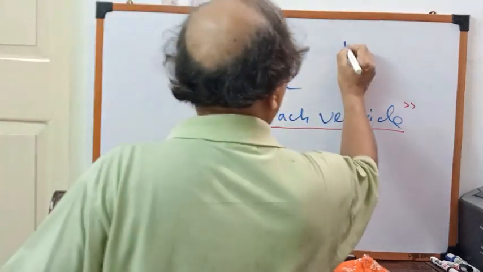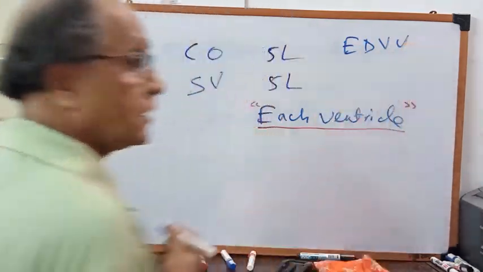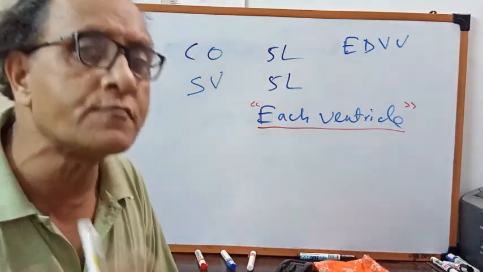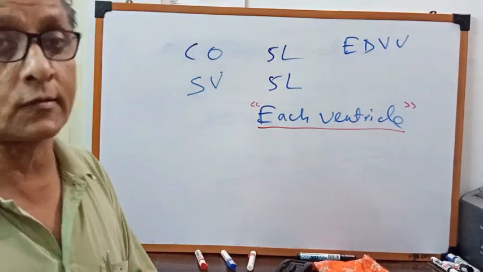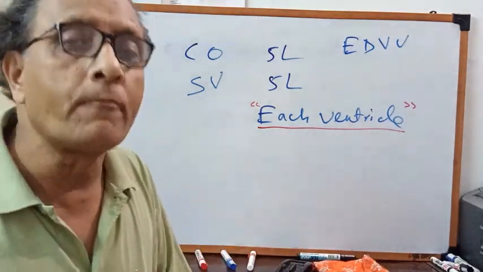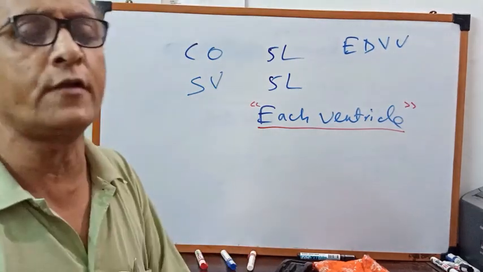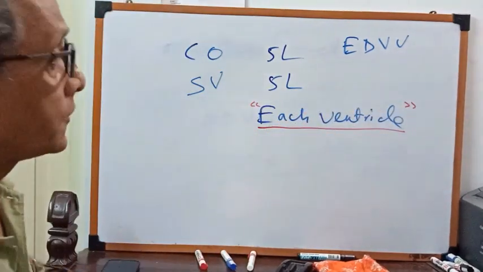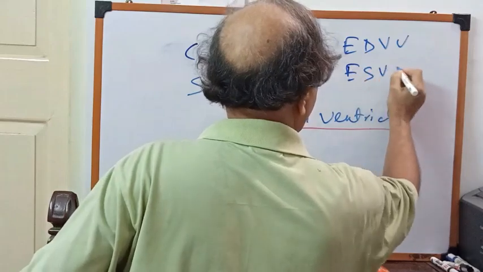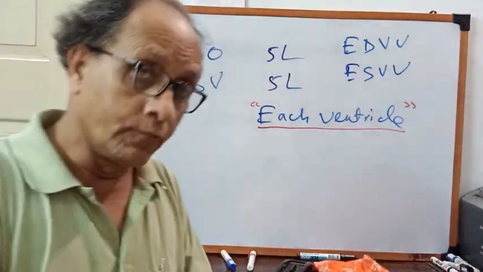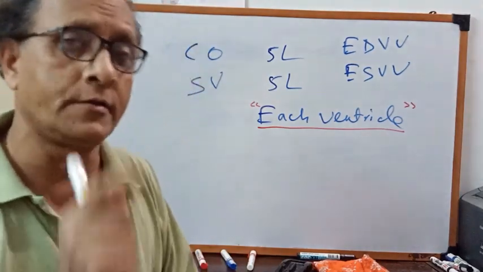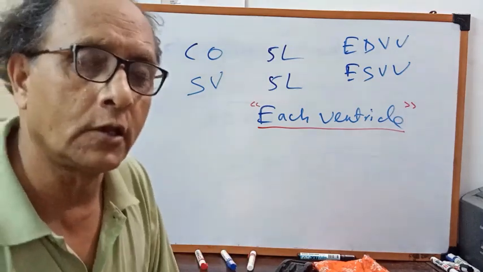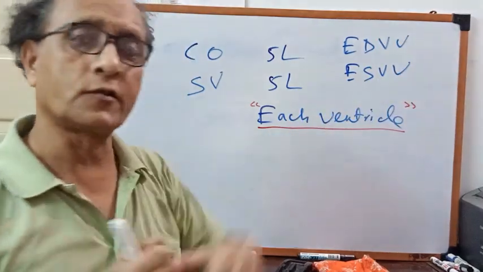What is end diastolic ventricular volume? End diastolic ventricular volume is the total amount of blood collected in each ventricle at the end of diastole. And what is end systolic ventricular volume? It is the amount of blood that remains in each ventricle at the end of systole, at the end of ventricular contraction.